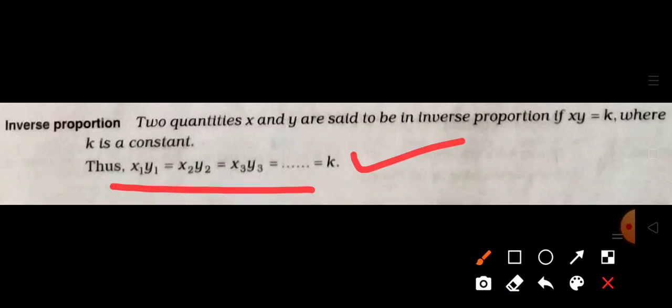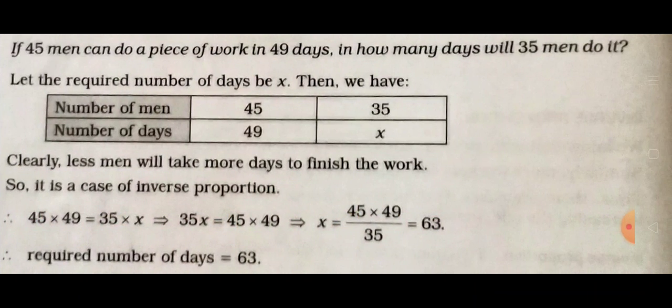So let's see one example of it so that you will get clear about it. If 45 men can do a piece of work in 49 days, in how many days can 35 men do it? Now you can see here, students, that if more men are there, less number of days is required. Now when the number of men is decreased, automatically the number of days will be increased. So it is a case of inverse proportion.